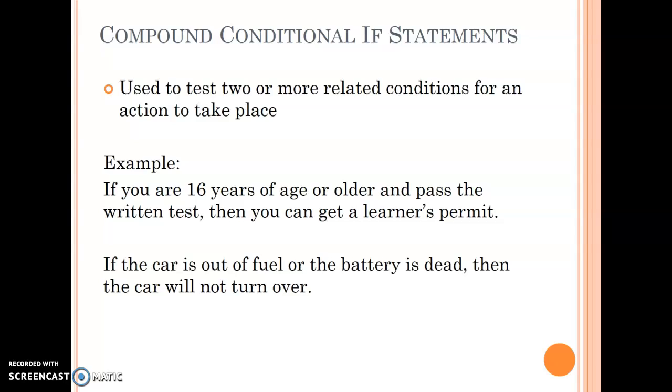So the idea is that there are multiple conditions that need to be true in order for me to be able to get my learner's permit. If the car is out of fuel or the battery is dead, then the car will not turn over. So I've added a layer of condition here in my testing process to determine whether or not the car will turn over.